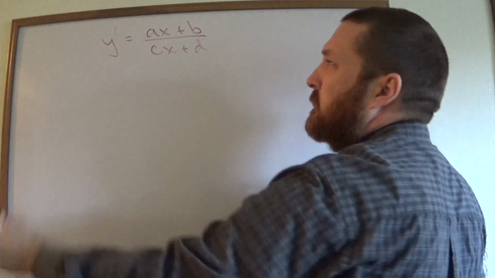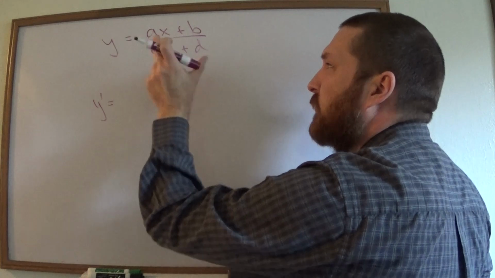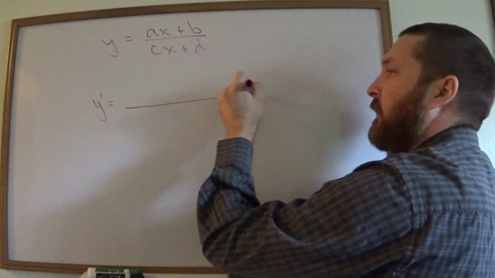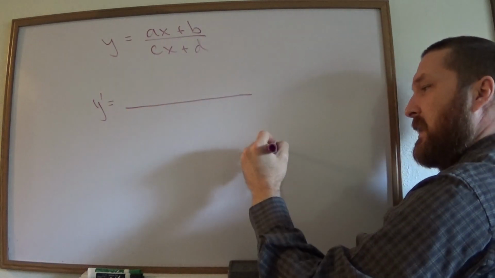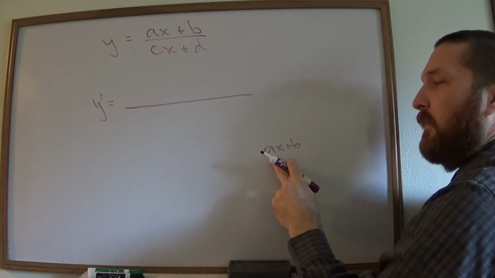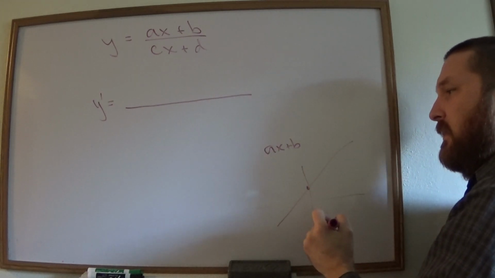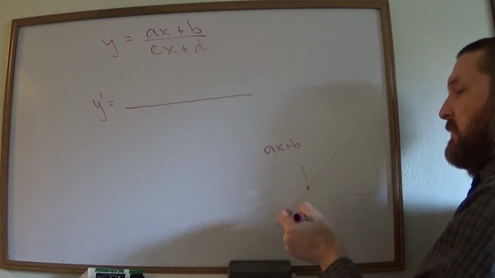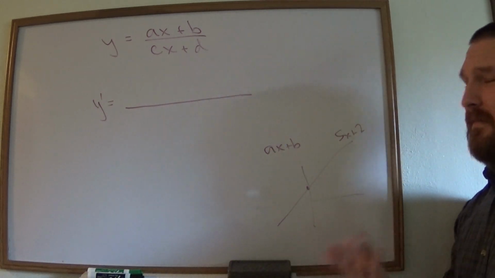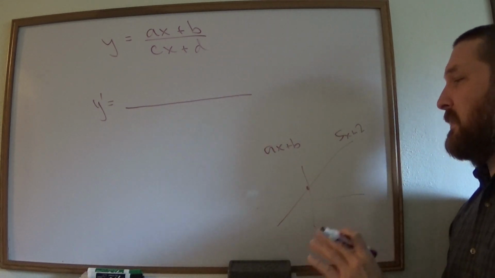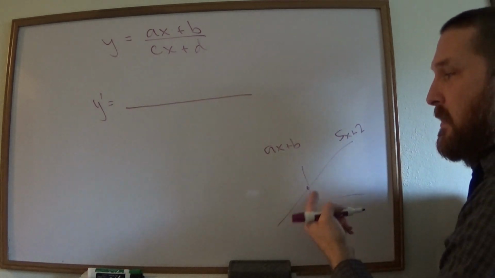Now, do we need to use the quotient rule? Yeah, okay, so let's do that. What's the derivative of the top thing? Just a, right? Because with ax plus b, if it were 5x plus 2, you'd say, oh, I know what that looks like. And you would just ask, what's its slope? In this case, if this were 5x plus 2, its slope is 5. At this point, you should be able to say the derivative of this is 5. So therefore, the derivative of this is just a.